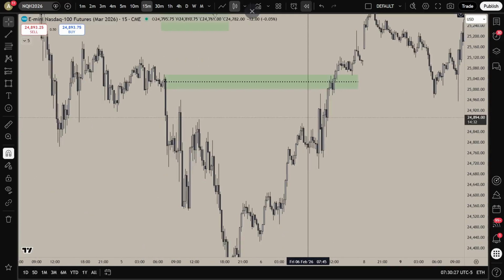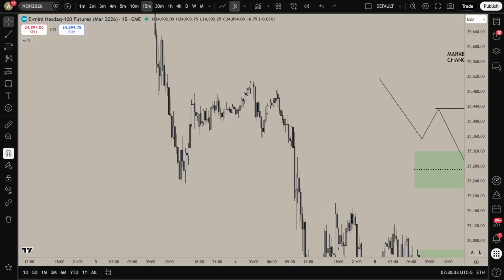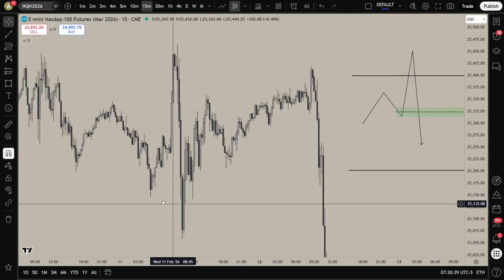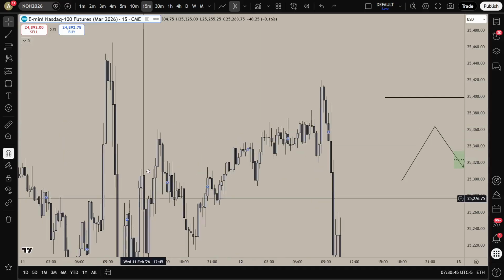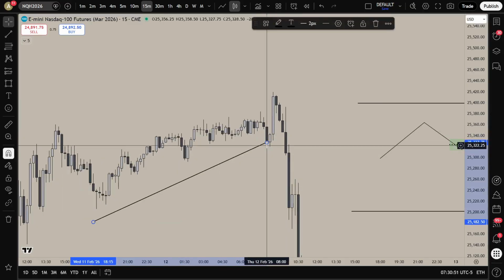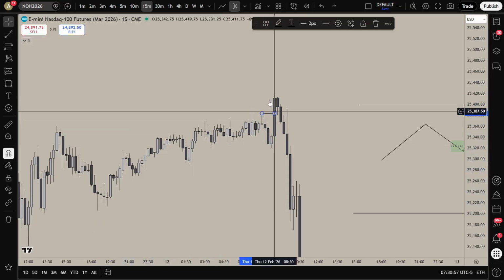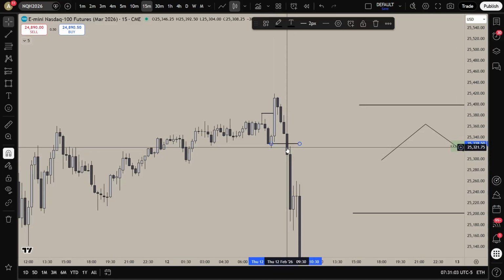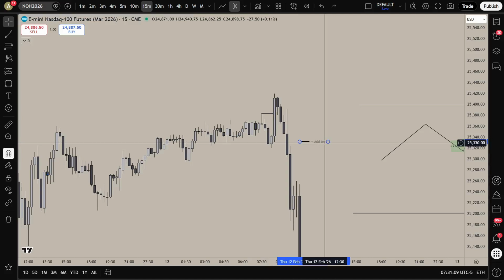For example, let's use this example. Okay, so what happened was we have built up all of this trend line liquidity on the downside, right? We built up this liquidity. Then what happened? We took this buy side liquidity and then we reversed the structure, right? This is the exact candle which marks the CISD. Why? I will tell you exactly why.